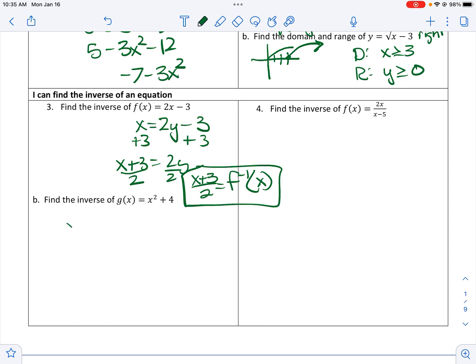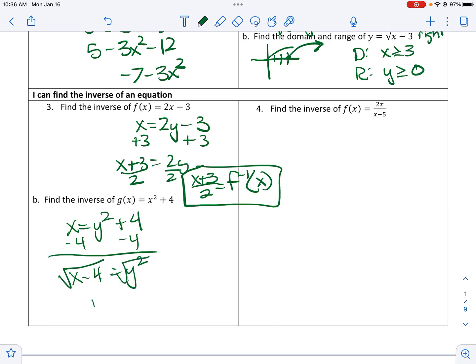So let's switch it. So x equals y squared plus 4, minus 4 on both sides. x minus 4 equals y squared. And to get rid of the square, we take the square root. But we have to remember it's plus or minus. And then I'll switch this. This is our inverse. So I'll use that inverse notation.